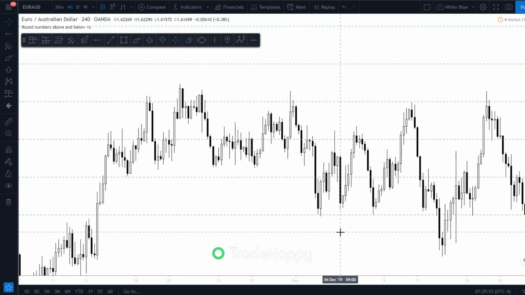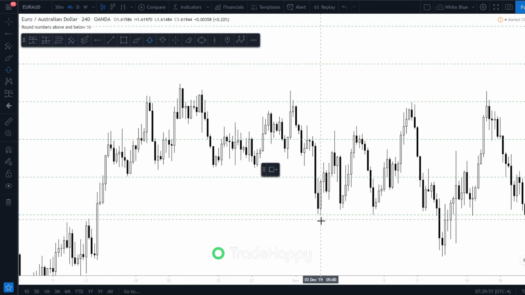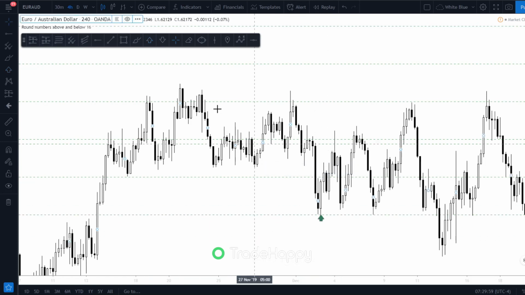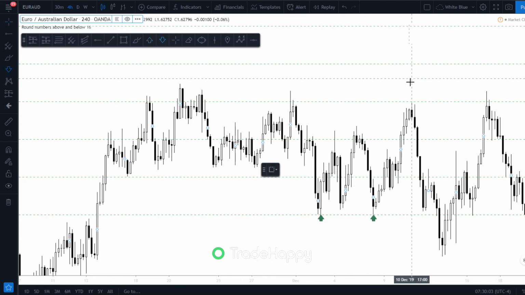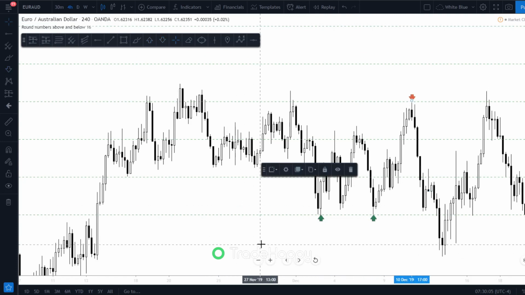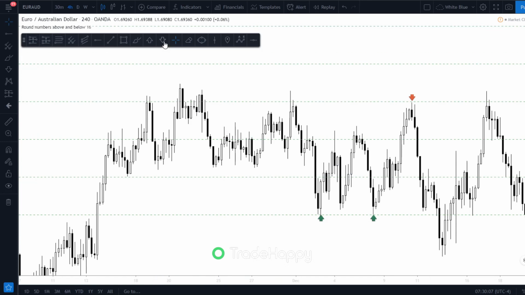Obviously you can get pinpoint bounces off of these, like this here, and also you've got another one here, and you've got another one here, but that normally doesn't happen all the time. You'll normally get a bit of a wick coming through, like this, and like this, and like this. So obviously, see what happens when you put it into your own trading, and yeah, comment below what happens, let me know if you are profitable with it.